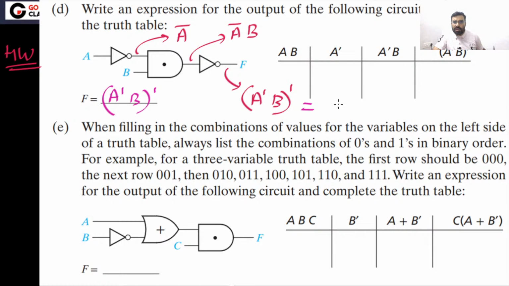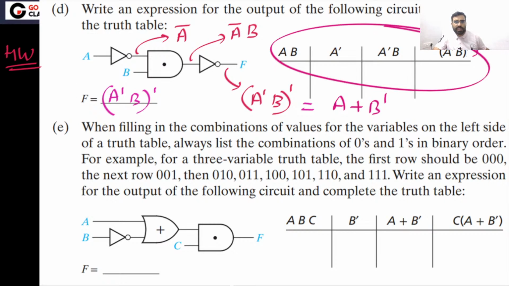You can apply the De Morgan law here. So what will we get here? We will get A plus B bar. So your final expression will be A plus B bar, or you can say A bar B whole bar. Okay, very simple. So you can solve this question.